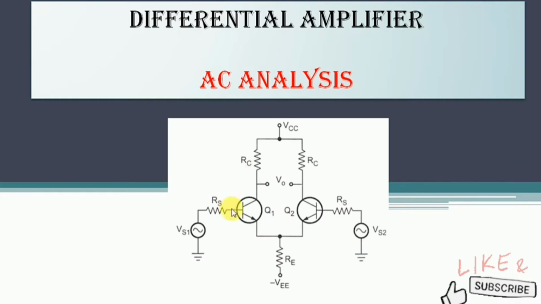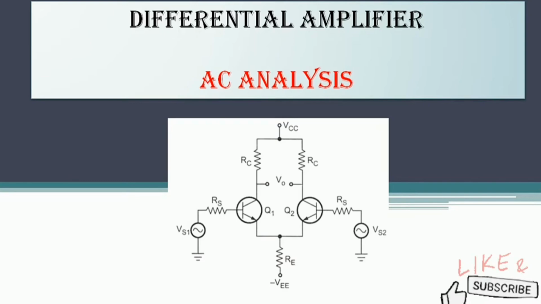So, in order to find the response or the gain of the circuit, the transistors are replaced by either the H parameter model, R parameter model or T parameter model. In this AC analysis, with the help of the H parameter model, we are going to calculate the differential mode gain, the common mode gain, and the input impedance and output impedance of one type of differential amplifier circuit.